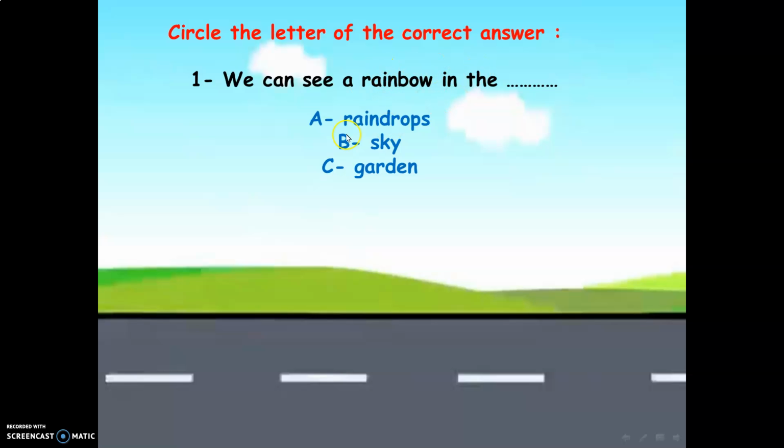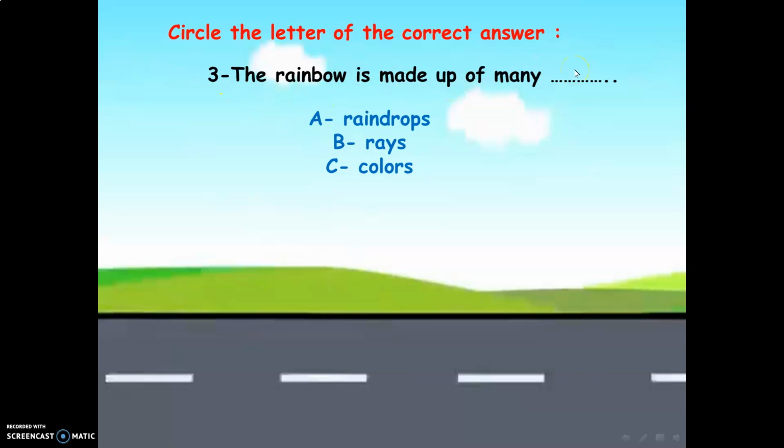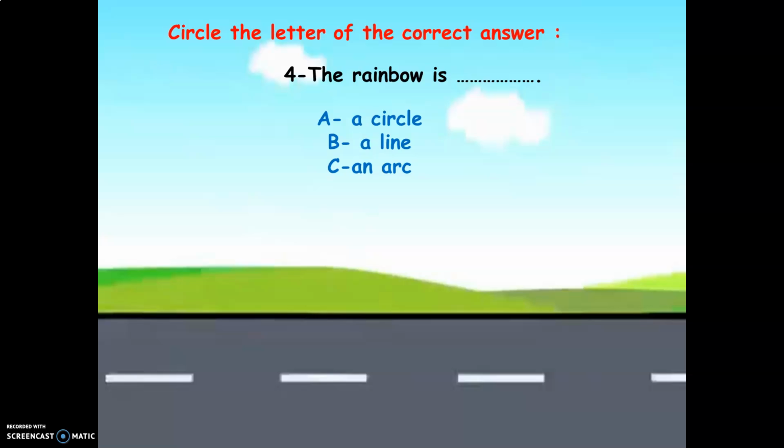We can see a rainbow in the raindrops, sky, or garden. Of course, here the right answer is sky. Number 2. You can see a rainbow if the sun is in front of you, near, or behind you. You can see a rainbow if the sun is behind you. Number 3. The rainbow is made up of many raindrops, rays, or colors. Of course, colors. Number 4. The rainbow is a circle, a line, or an arc. Of course, an arc.